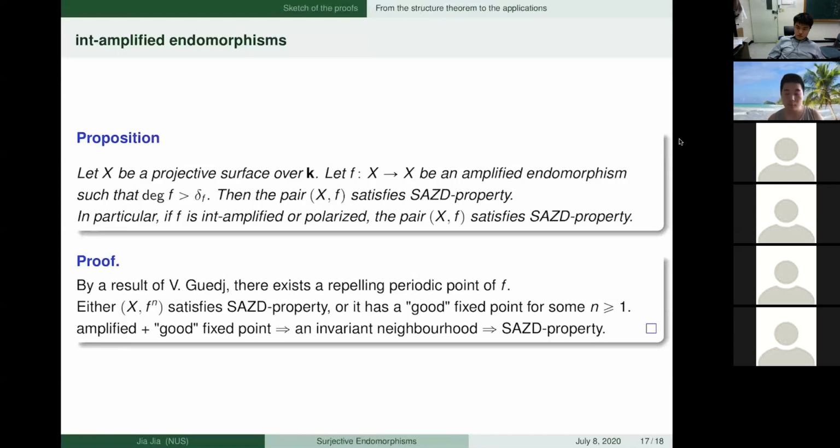Can I ask a question? Okay. Is this good fixed point a smooth point of X? Yeah, a smooth point, of course. Okay, thanks. Actually, Junyi Xie used this to prove the Picard number 1 case in the smooth case, and this proof works for the singular case because this kind of discussion is local. We focus on the smooth good fixed point. Okay, I got it. Thank you.